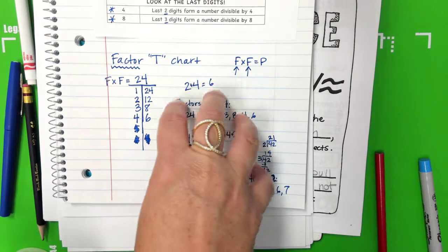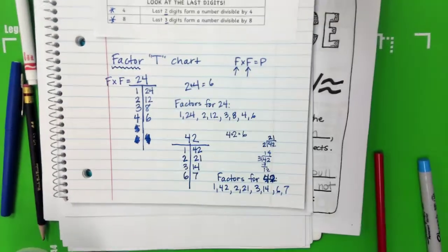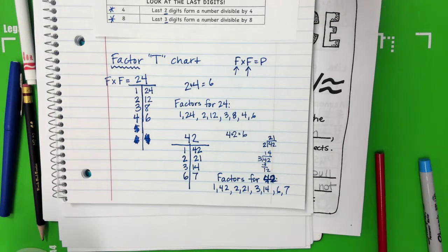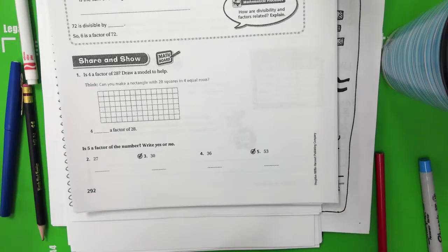Okay. I want you to keep this out, and I want you to get into your workbook and turn to page 292. All right, 292. At the bottom, let's look at 2, 3, 4, 5. Please look at 2, 3, 4, 5.